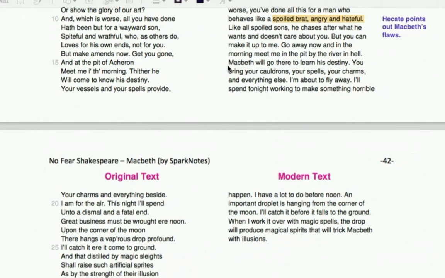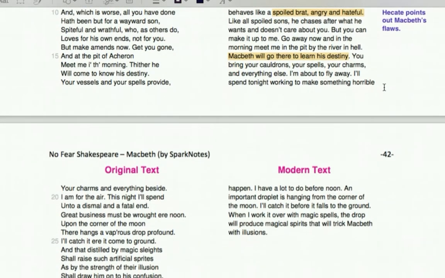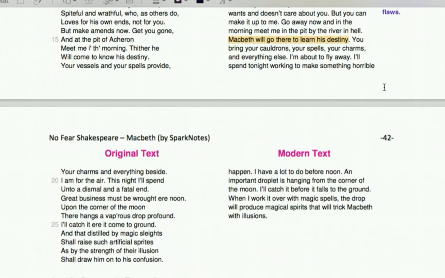So here, Hecate is aware of what Macbeth is going to do. Macbeth is going to meet the witches again to learn what is going to come of his new destiny. If the prophecy was that Banquo's sons will become kings, what's going to happen now? Banquo is dead. So it says, "You bring your cauldrons, your spells, your charms, and everything else. I'm about to fly away. I'll spend tonight working to make something horrible happen."